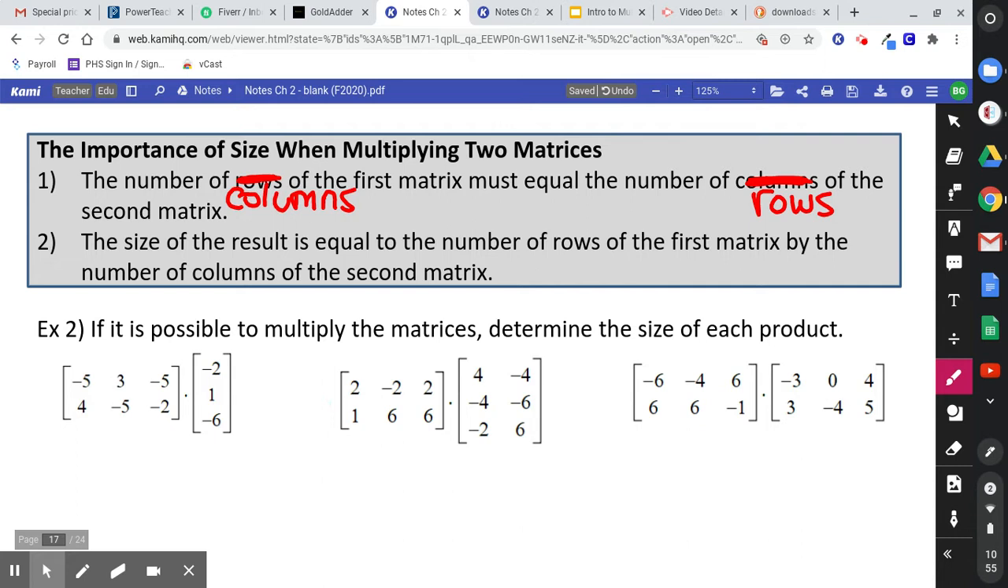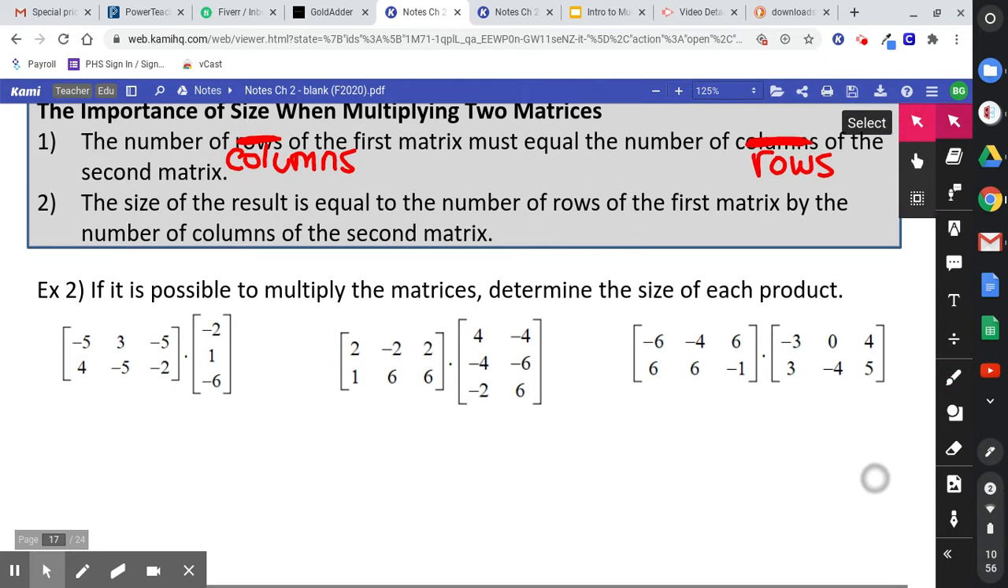Most normal people read that one time and get confused and think that they don't understand it, okay? But what you've got to do is probably read it more than once. What I will do is I'll read it once or twice or whatever, but then I'll start trying to think about numbers. If you'll put numbers in there instead of the words, you'll understand this a lot better, okay? So example 2 says, if it's possible to multiply the matrices, determine the size of each product.